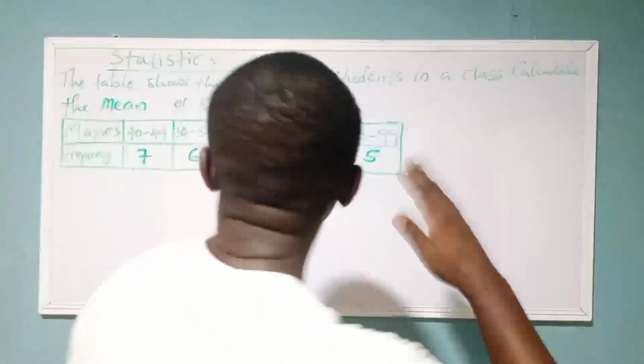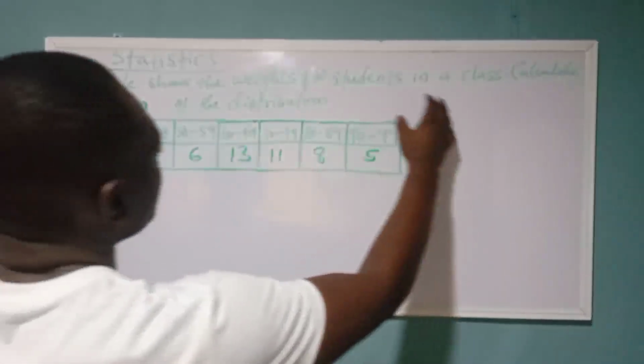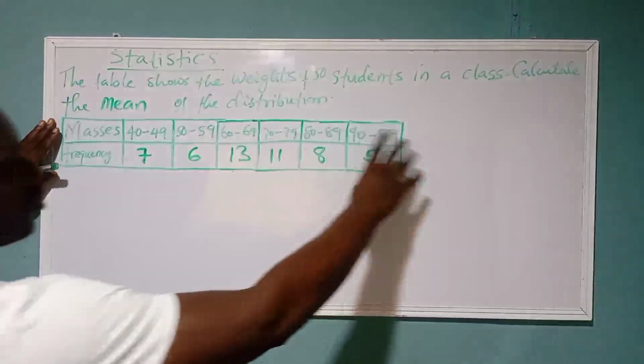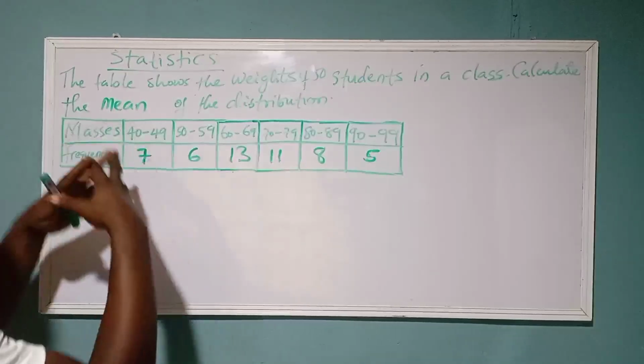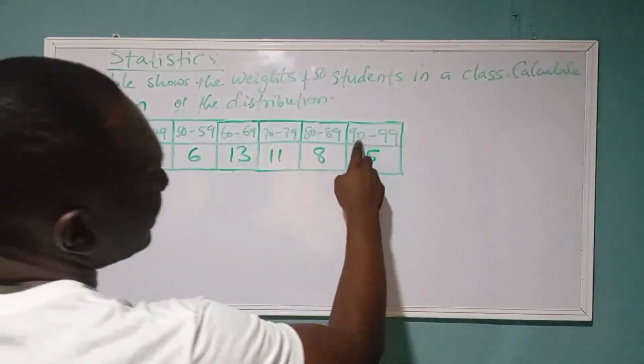Come with me. Let me teach you how to calculate mean for distributed data. Now, this data is a group data, right? You can see that we have 40 to 49. That means they are grouped, right? And it ended at 90 to 99.